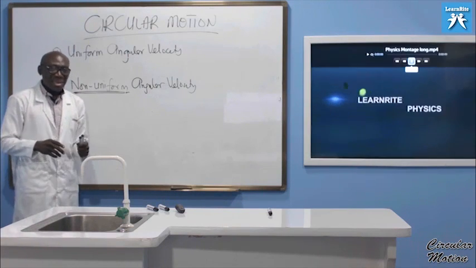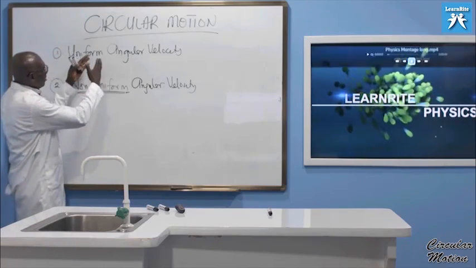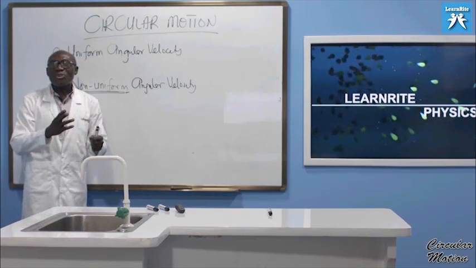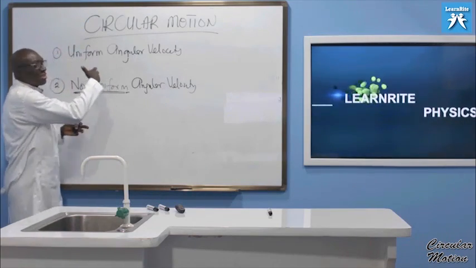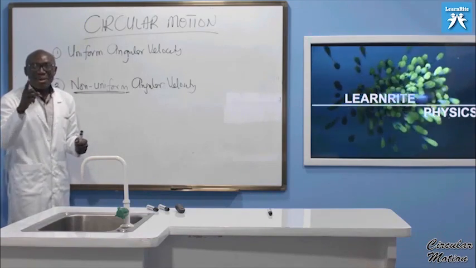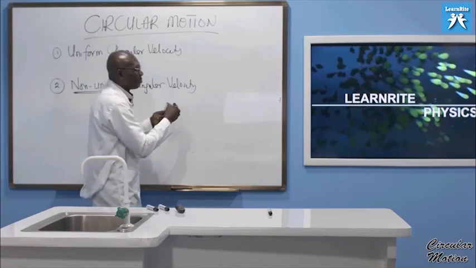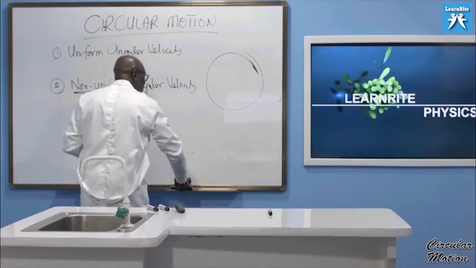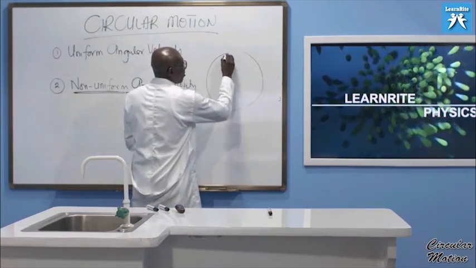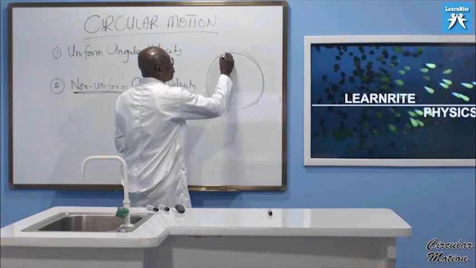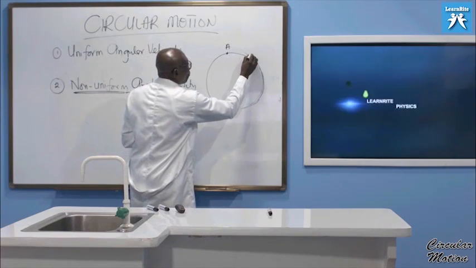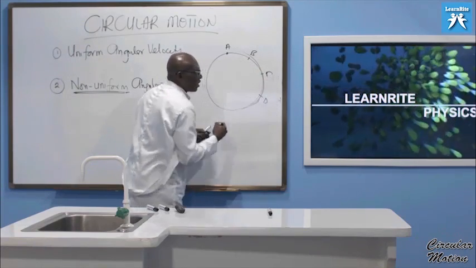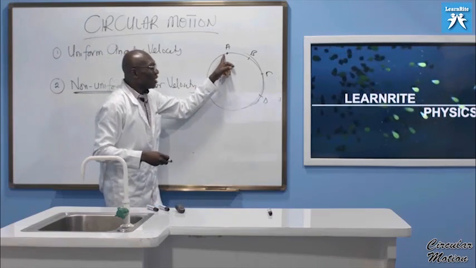That is it. But you see, having defined the two, I'm going to give you another way by which you can also define this uniform and non-uniform. And I'm going to do that using this diagram. And I want you to watch this carefully. I have this circle. And I have a body moving from a point A through to B, C, D. The body is moving from A to D.